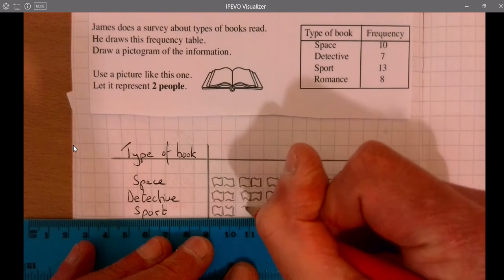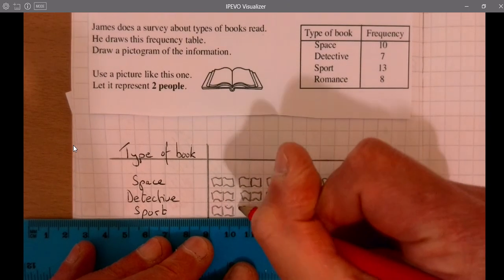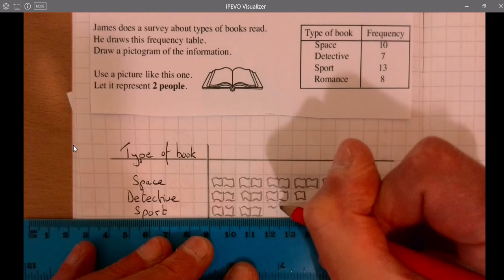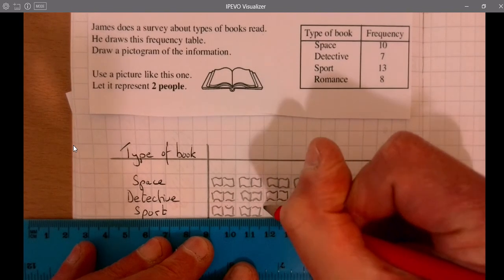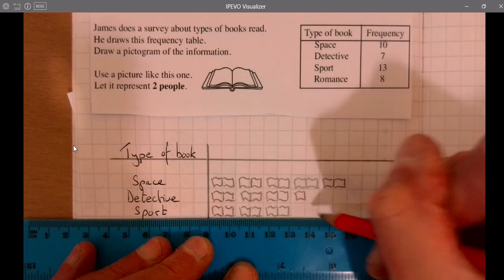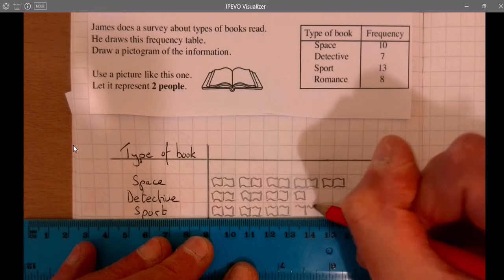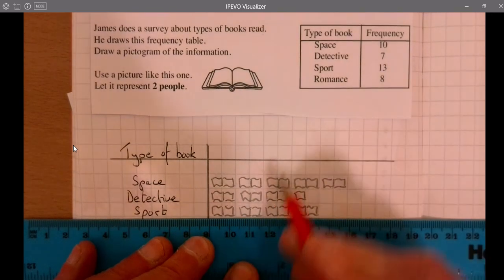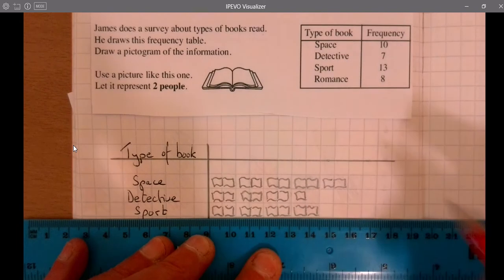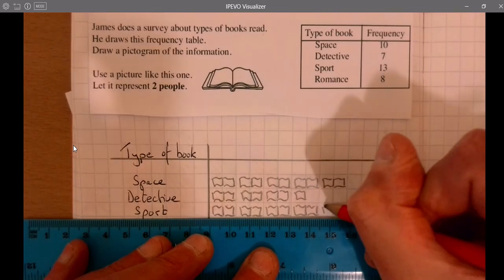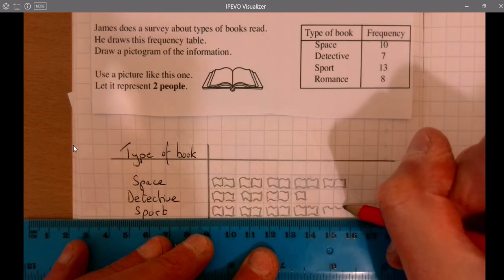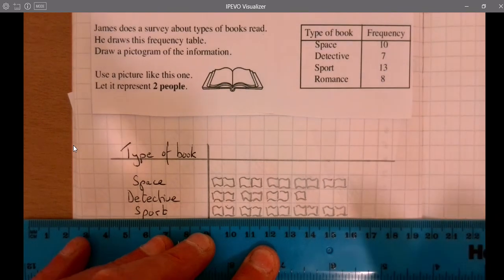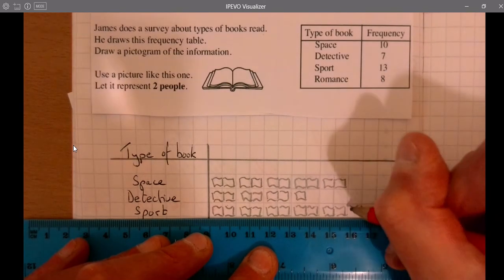So 2 and 4, 6. And the other thing about this, look, is that if you keep everything in line as I go through, so that's 8. And then it's a bit like a bar chart. So where am I up to? 10. We're nearly there.